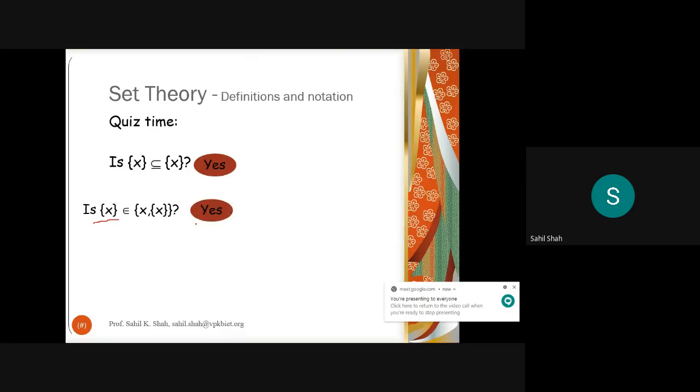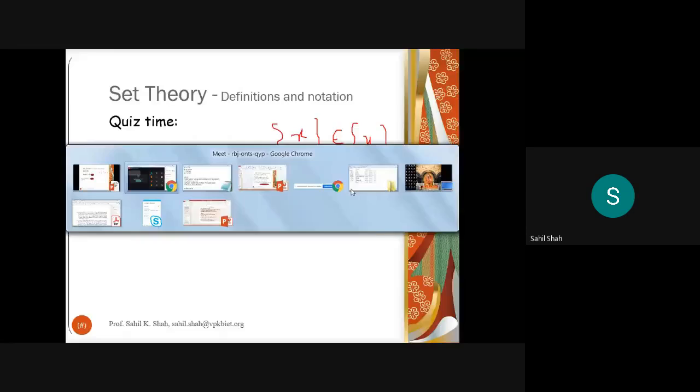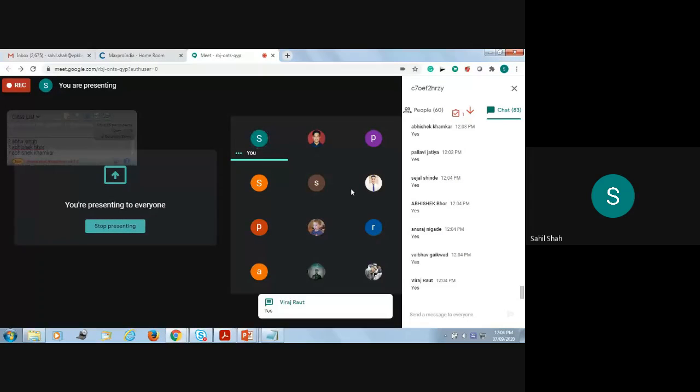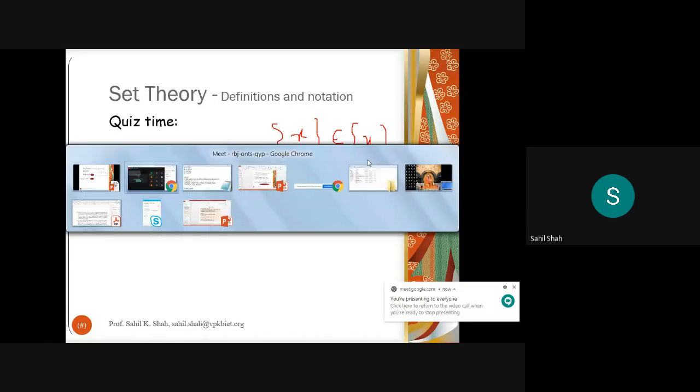If this particular curly brace is not present in a set, what if? I am now modifying my question. Let us say my question is: {X} belongs to {X}. What will be your answer in this case? {X} belongs to {X}. Whether that belongs to, now I am asking the answer for this. {X} belongs to {X}. What is the answer? Still you are saying yes?